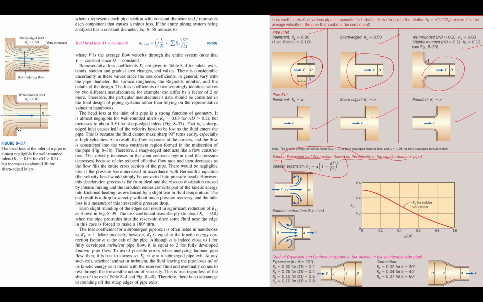KL is equal to alpha, that is alpha whole square, (1 minus d square by D square). Here d is the small diameter and capital D is the bigger pipe diameter. So now here is one derivation. This is very important because I have a question based on this derivation.